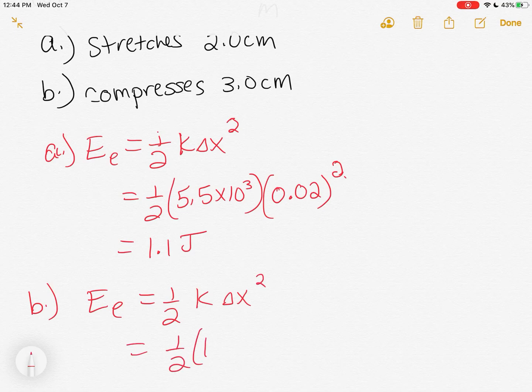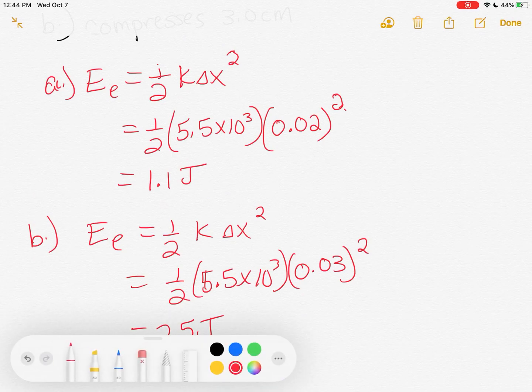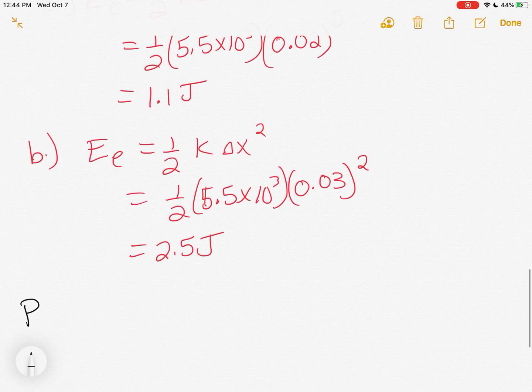And then in part B, instead, we are compressed by 3 centimeters. We're using the same equation. Our K value is 5.5 times 10 to the 3. It's still the same spring, only now we are compressed by 3 centimeters, so 0.03 squared. So we're getting 2.5 joules.